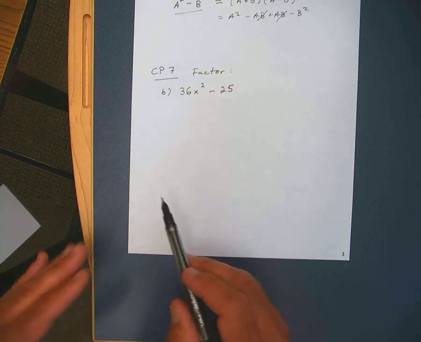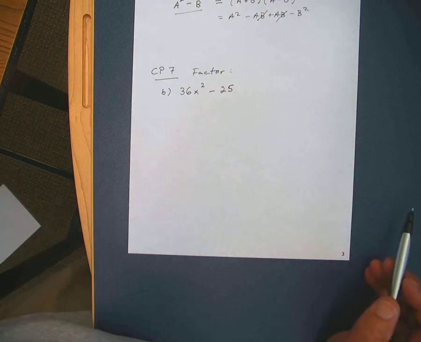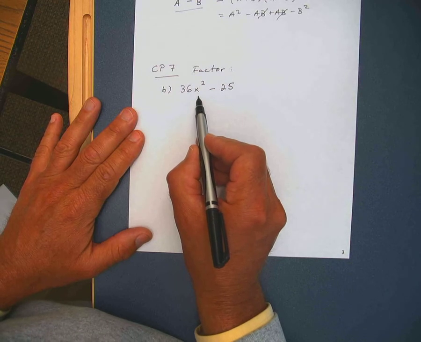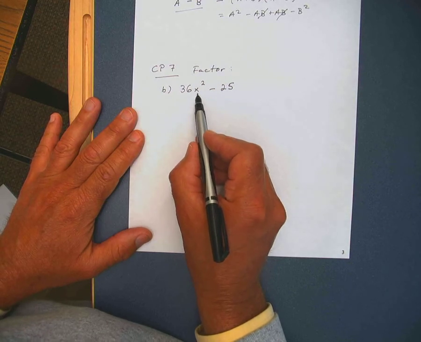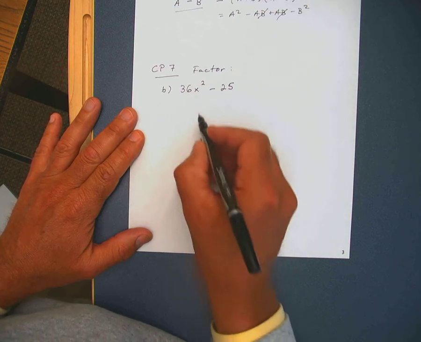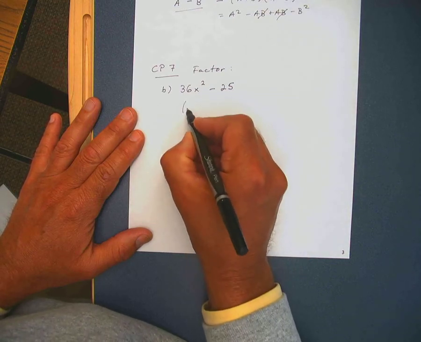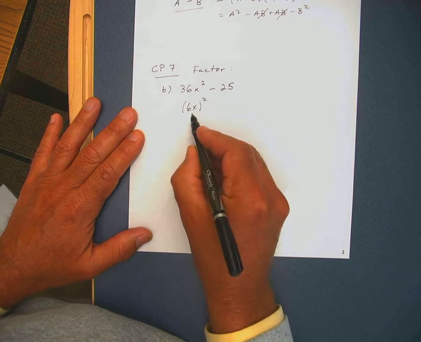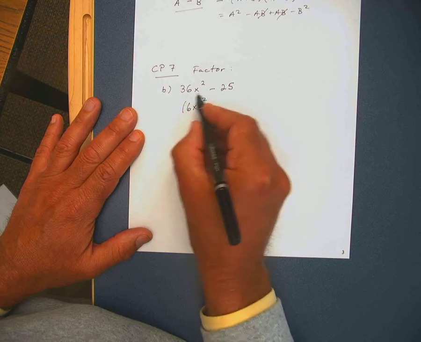But now we should look and see, well, can we use a difference of two squares pattern? Is 36x squared something squared? Well, the x squared definitely is. 36 is. So you put them together, and they are. And what it is squared is 6x squared. If you square 6x, you'll get your 6 squared, x squared, you get 36x squared.